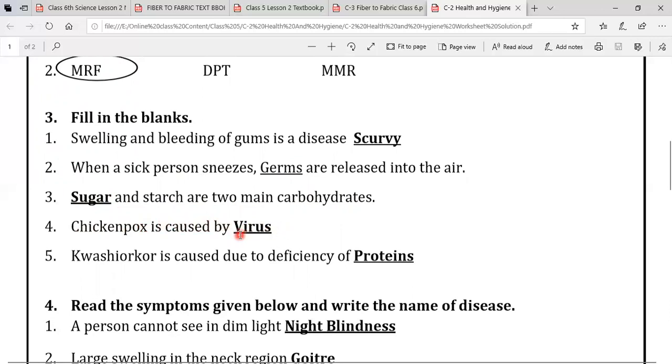Fourth question: chickenpox is caused by dash. It is caused by virus. Kwashiorkor is caused due to deficiency of dash. Kwashiorkor is a deficiency disease which is caused due to deficiency of proteins. The answer will be proteins.